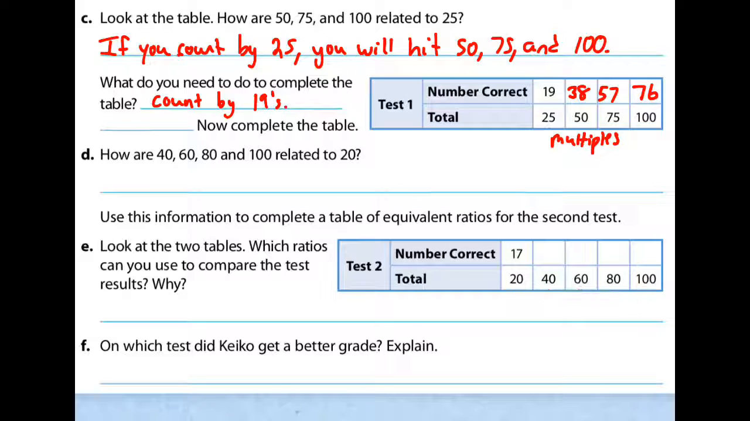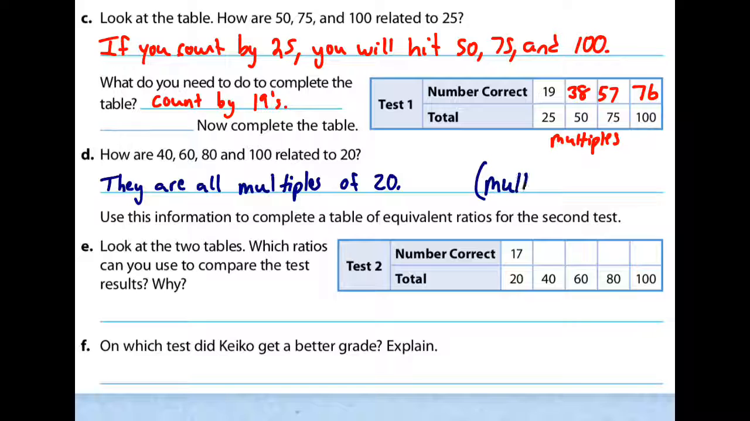Now this time I'm going to use the word multiples because I already talked about that. So I'm going to say, they are all multiples of 20. Now, I don't expect you to have used the word multiples in your answer to this, but if you did, that's awesome. But what I would like you to do is just write down in parentheses the word multiples, just so you start learning that that's what we call those words. All right? So they are all multiples of 20.